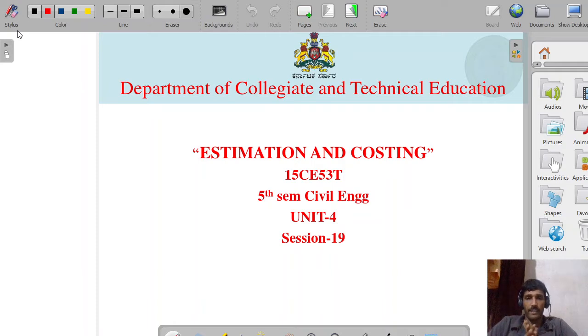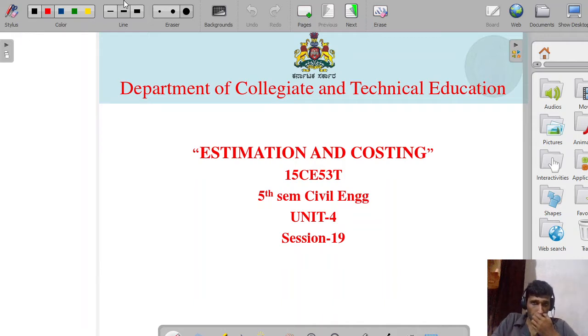Today we will discuss the long wall, short wall methods. Already in previous sessions we discussed the basics of the long wall, short wall method and simple problems related to the long wall, short wall method of estimations. The introduction to estimation, specifications, and rate analysis is already studied in the previous classes.